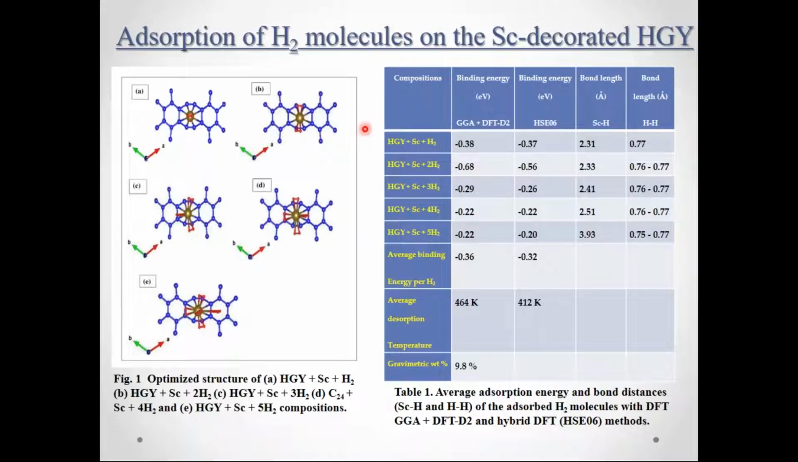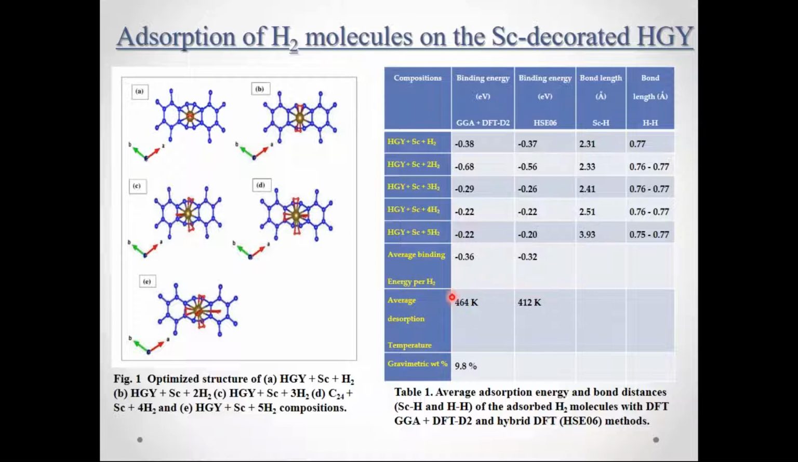After getting this stable metal decorated holey graphene structure, we have placed different hydrogen molecules on top of the metal decorated HGY structure and optimized this structure, and calculated the binding energy of these hydrogen molecules with GGA plus dispersion correction, as well as more sophisticated hybrid density functional theory. We have found that the average binding energy of these hydrogen molecules lies in the suitable range as specified by the Department of Energy, United States, 0.2 to 0.4 electron volt.